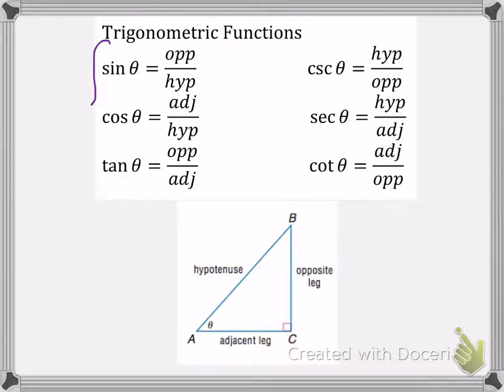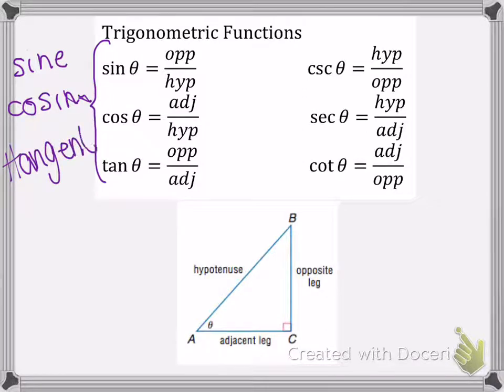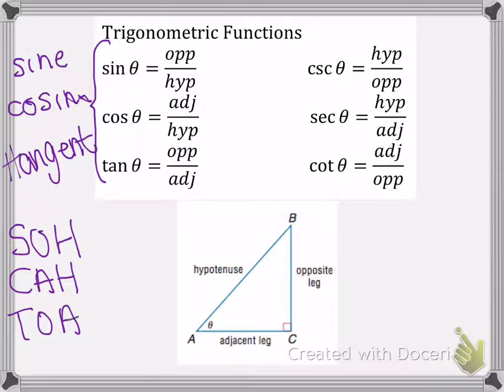Trig functions. The three trig functions on the left you are already aware of. You have the sine, cosine, and tangent. One way you were probably taught to remember that was SOH CAH TOA. Opposite, hypotenuse, and adjacent is what those three stand for.